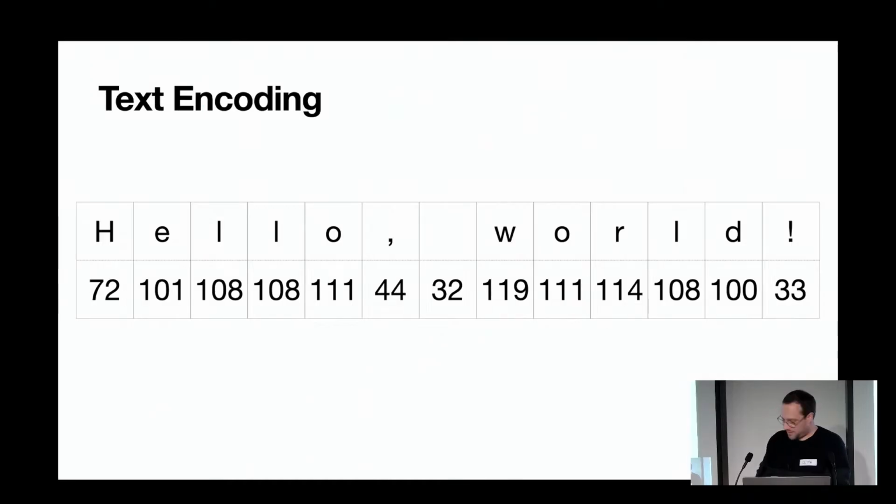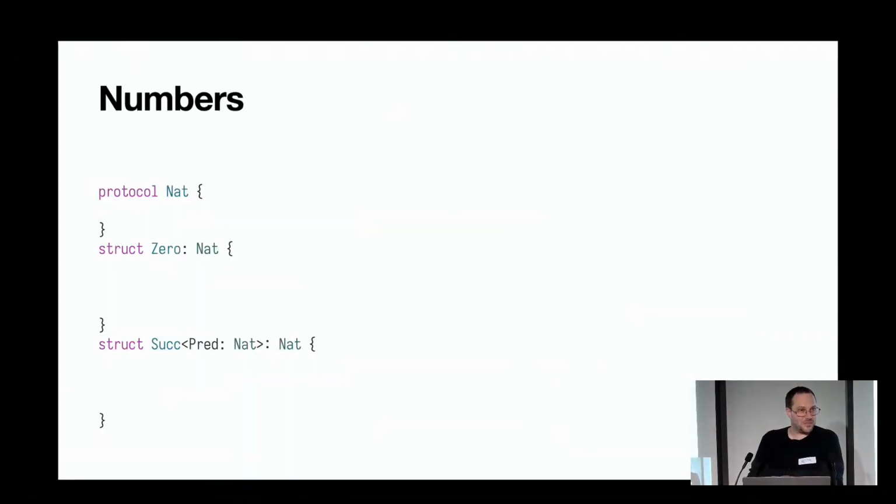Thankfully, we've got our old friend Peano and his axioms for the natural numbers to fall back on. And so we're going to define 0 as an empty structure conforming to the empty protocol Nat. And then we have the successor function. You can think of successor as adding 1. So every natural number is either 0 or 1 more than another natural number. Here, the pred in the generic parameter of that successor type.